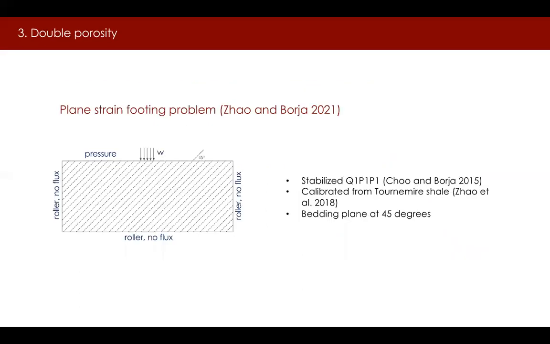The next set of simulations illustrates simultaneous fluid flow through the macropores and micropores in 2 dimensions. The problem consists of the classic plane strain consolidation of an elastoplastic porous medium subjected to a strip load. This time, the foundation is made up of a double porosity material with the properties of Tournemire shale and with bedding plane at 45 degrees. Equal order bilinear quads in displacements and pressures were used with and without stabilization.